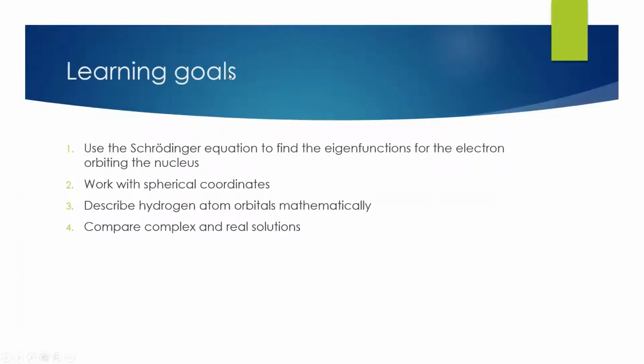So the learning goals for today are to use the Schrödinger equation to find the eigenfunctions for the electron orbiting the nucleus, just like we had before for our previous models. We'll want to be pretty comfortable working with spherical coordinates because as we talk about the orbitals, they're obviously spherical in some way. We'll describe the hydrogen atom orbitals mathematically. And we'll, of course, want to be able to compare the complex formulations of these functions and real solutions that are easier for us to visualize.